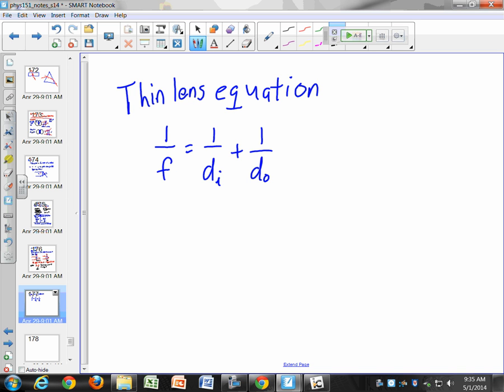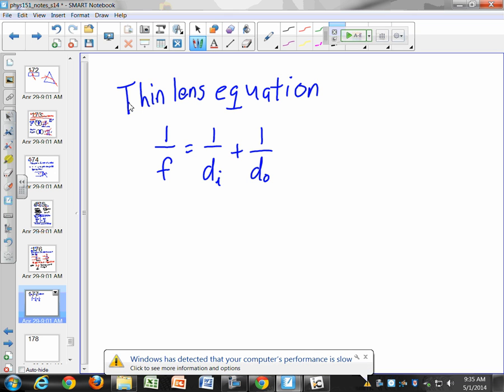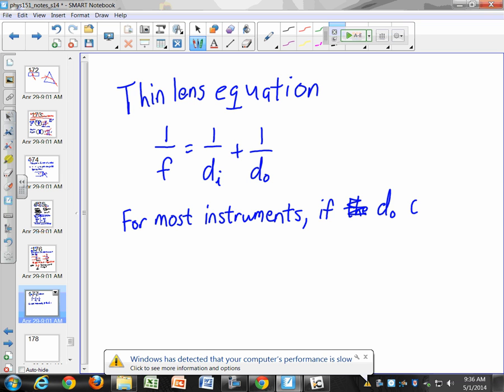We're not going to do any of the calculations, but it's useful to look at in terms of the human eye, because for most instruments, like cameras, microscopes, telescopes, if the object distance, D_O, changes, you adjust D_I, the image distance, to focus the image.